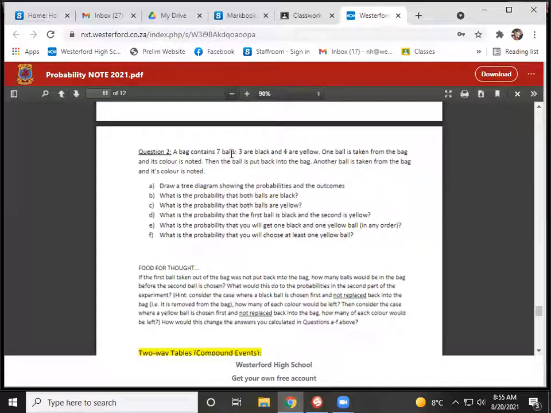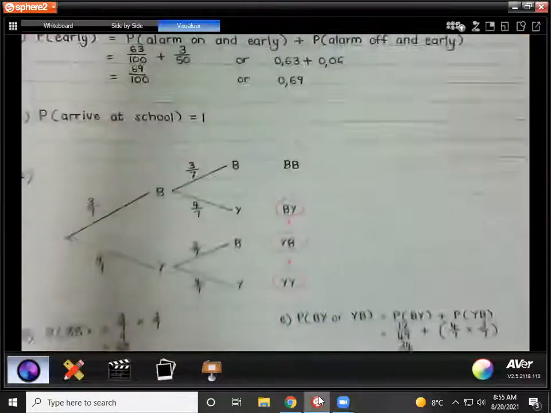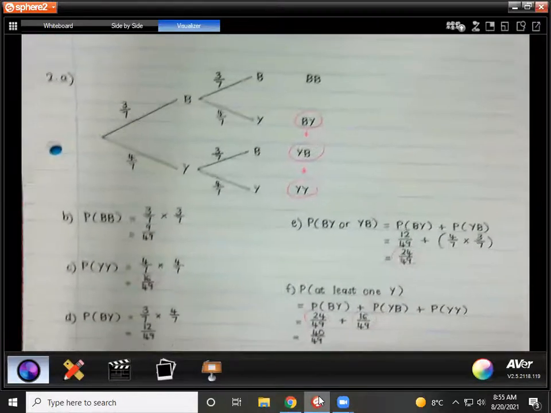A bag contains 7 balls, 3 are black and 4 are yellow. 1 ball is taken from the bag and its color is noted. Then the ball is put back into the bag. Another ball is taken from the bag and its color is noted. So we have 7 balls altogether, 3 black, 4 yellow. We take a ball out, we check what color it is, and we put it back. So we again have 3 black balls, 4 yellow balls, so 7 altogether. Then we take out a second ball. So this is what your tree diagram is going to look like. Copy that down if you don't have it, please.